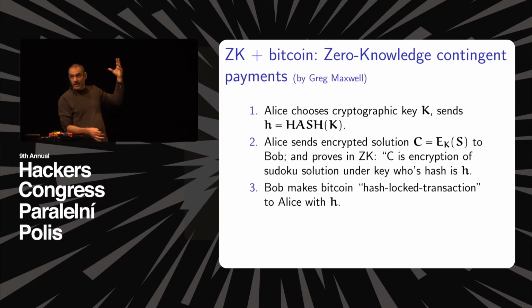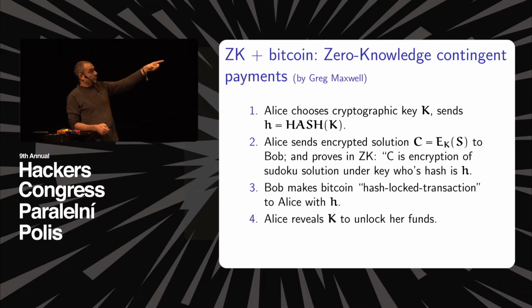And now, in Bitcoin we have this concept of hash-locked transactions. So Bob will make a hash-locked transaction to Alice with H. Actually, I haven't gone over this example in a long time, but meaning that at this point, the minute Alice provides the pre-image, she will get the money. So now Alice has to reveal this key K to unlock her funds.